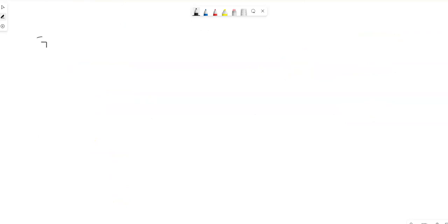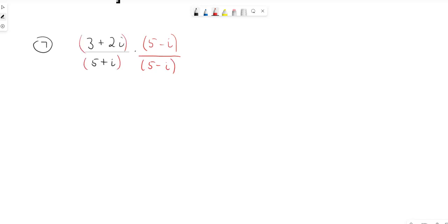So for number 7, the question was 3 plus 2i over 5 plus i. Right, we want to get rid of that 5 plus i on the bottom. So let's multiply top and bottom by the complex conjugate. So instead of a 5 plus i, a 5 minus i, because a difference of squares pattern, we'll wipe those out. Right, FOIL across the top, 3 times 5 is 15, minus 3i, plus 10i, minus a 2i squared, except i squared is negative 1.